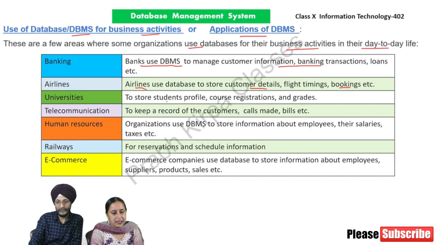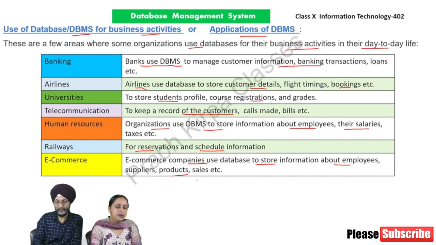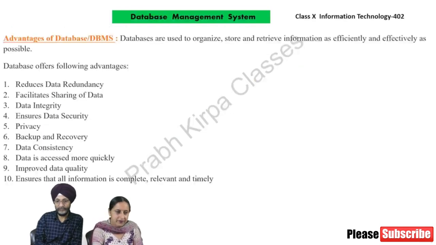Universities use DBMS to store students' profiles, course registrations, and grades. Telecom companies use DBMS to keep a record of the customers' calls made, bills, etc. Organizations use DBMS to store information about employees, their salaries, taxes, etc. Railway uses DBMS for reservations and schedule information. E-commerce companies use database to store information about employees, suppliers, products, sales, etc.